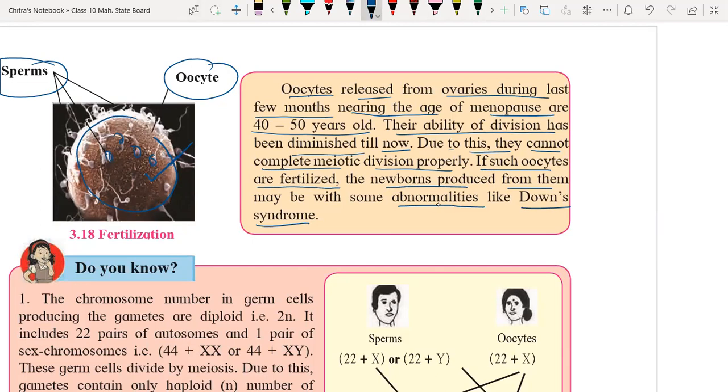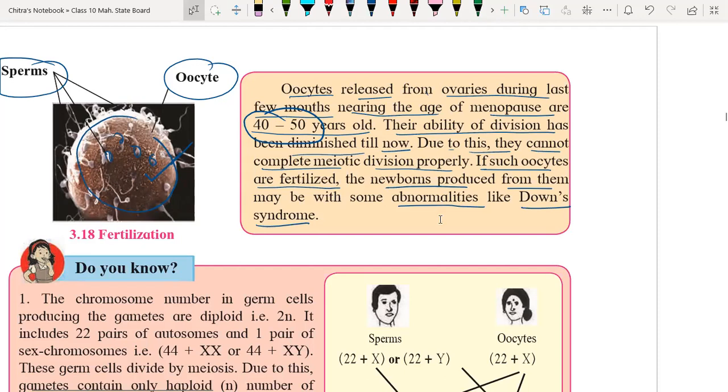That's why having a baby after the age of 40 to 45 or 45 to 50, here it is given 40 to 50, puts the newborn child at risk of Down syndrome. That's why people look for a surrogate mother. They prefer a young and healthy woman.